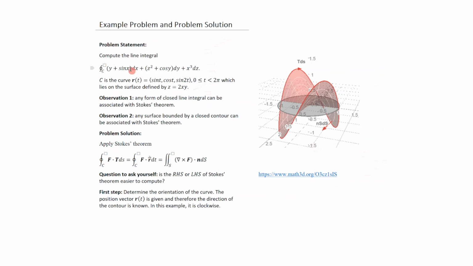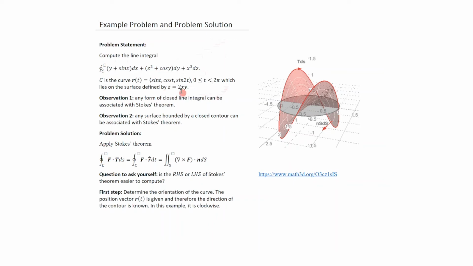We want to compute the closed contour line integral of (y plus sine x) dx plus (z squared plus cos y) dy plus x cubed dz. So this is written in an explicit form. Also, we're given that the contour is the curve r of t equals (sine t, cos t, sine 2t), as t goes from 0 to 2 pi. And this line lies on the surface defined by z equals 2xy.